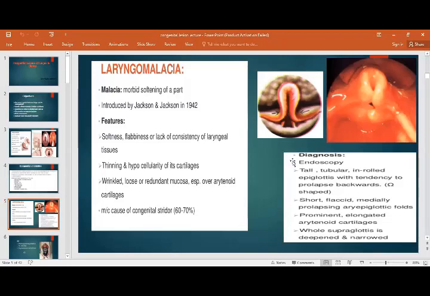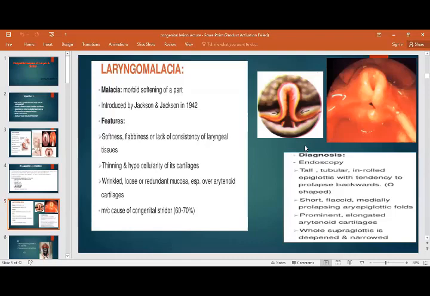But how can we go for testing? Diagnosis is by flexible endoscopy, in a small child, of course. After getting your clinical diagnosis, we can go for flexible endoscopy, and whenever we do it, we will see that there is a tall, tubular, in-rolled epiglottis, because the cartilage is very fragile and can easily get this shape. And as you see, this is the shape of the epiglottis. So you can well imagine the respiratory obstruction going through it, and it overlaps the vocal cords also.